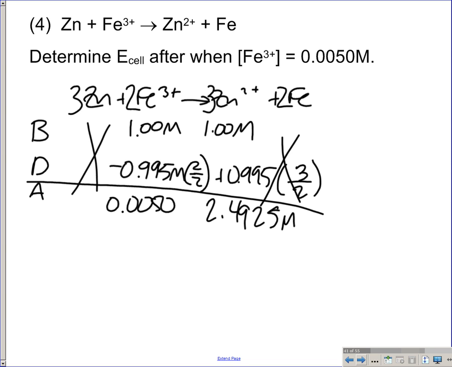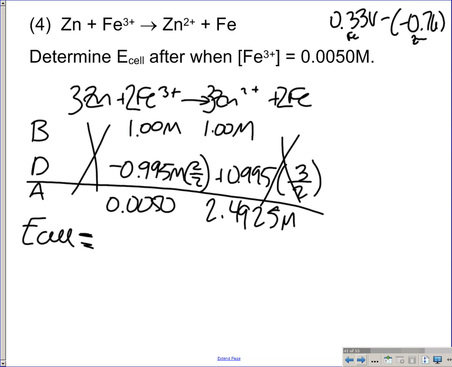Give me the E cell now. All right, what's E naught? I can tell you. E naught is the reduction one minus the oxidized one, which is 0.33 volts minus a minus 0.76, which is the zinc one, and this is the iron one. Zinc is equal to 1.5 volts. All right, so that's our standard condition.